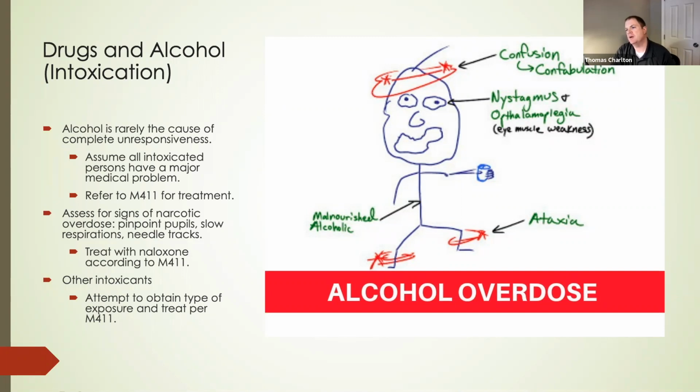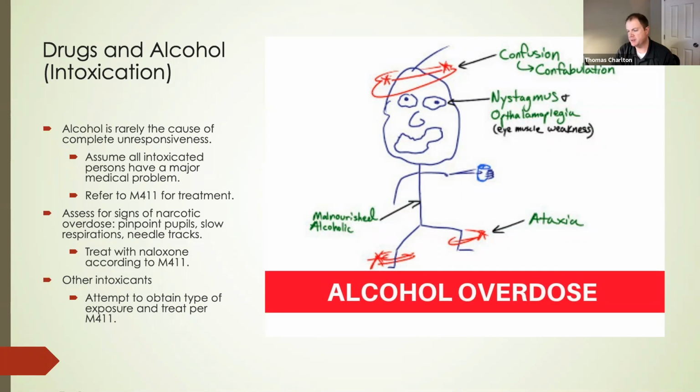When treating alcohol patients, you want to refer to M411, which is the toxicology protocol. But it's important to make sure that you assess them properly. Some of the time, we're going to see narcotic overdoses where they'll be unresponsive or semi-responsive. So make sure and have that as something in the back of your mind.